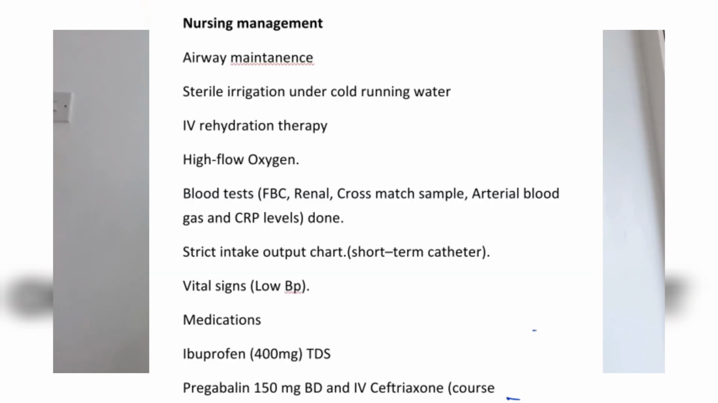Okay, now let's go to the nursing management. So airway maintenance, sterile irrigation under cold water, IV rehydration therapy. I think almost all students have mentioned this airway maintenance, sterile irrigation, blood test in detail, strict intake output chart. This intake output chart, short-term catheter, sterile irrigation under cold running water, these things have finished. That is done in the hospital. You are not following anything about catheter or sterile irrigation in the discharge plan. So I don't think you have to mention that to the GP.